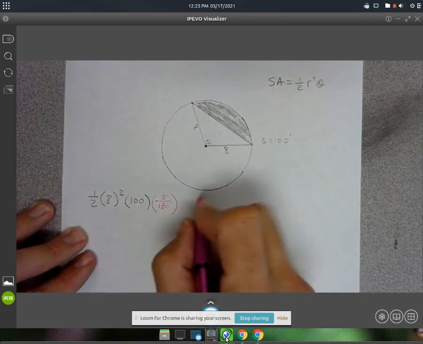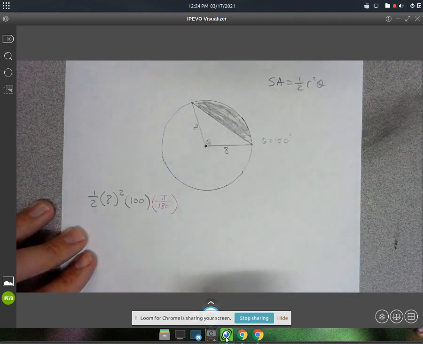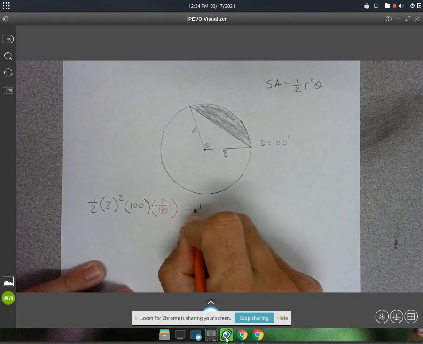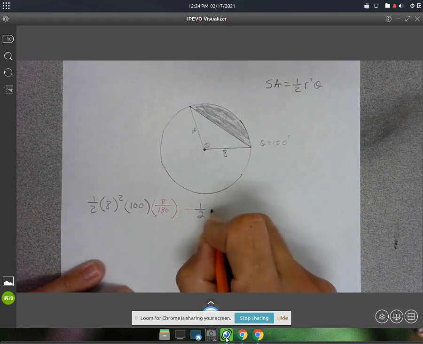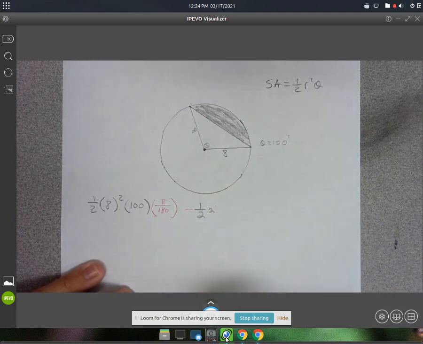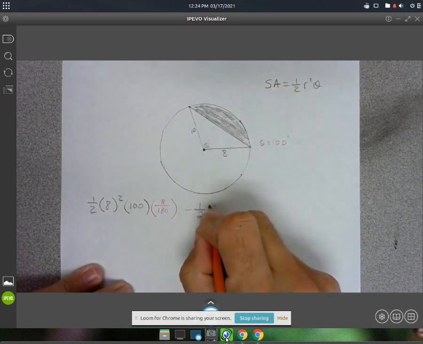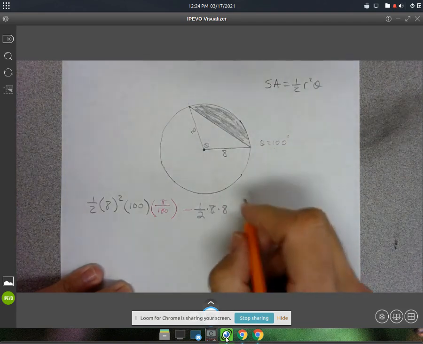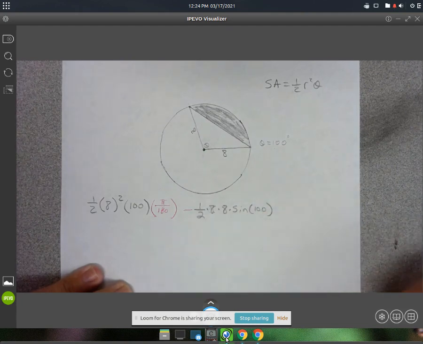All right. And then I'm going to have to subtract the area of my triangle bit. So minus, and then I need to work out the area of my triangle. Well, that's going to be 1/2. What was the formula? 1/2 ab sine C. 1/2 the two legs. So it's 8 times 8, and then sine of 100 degrees. There we go.